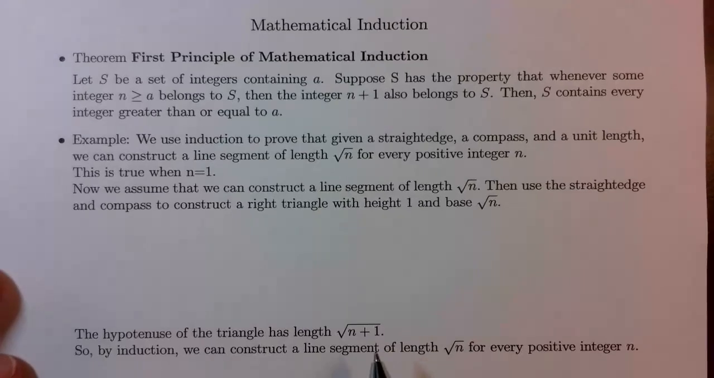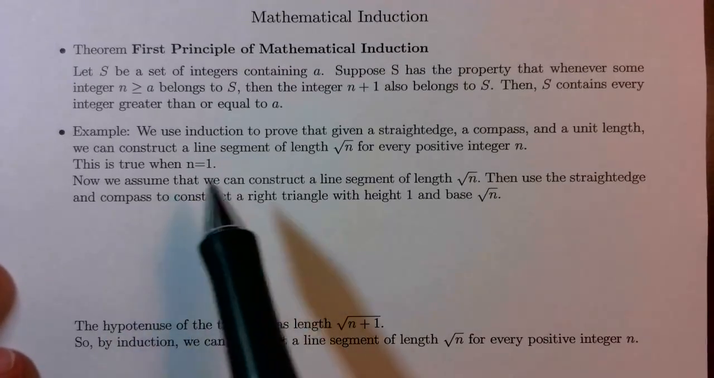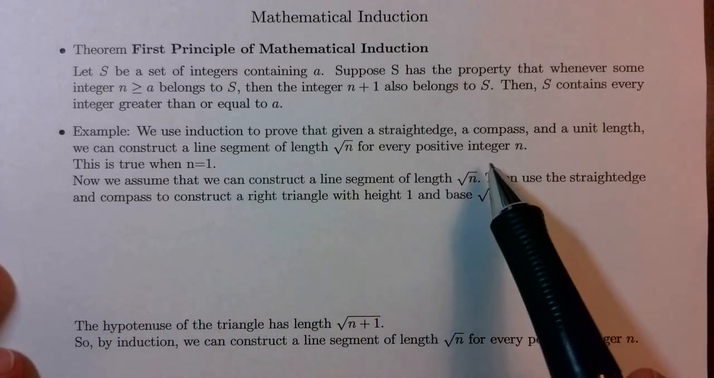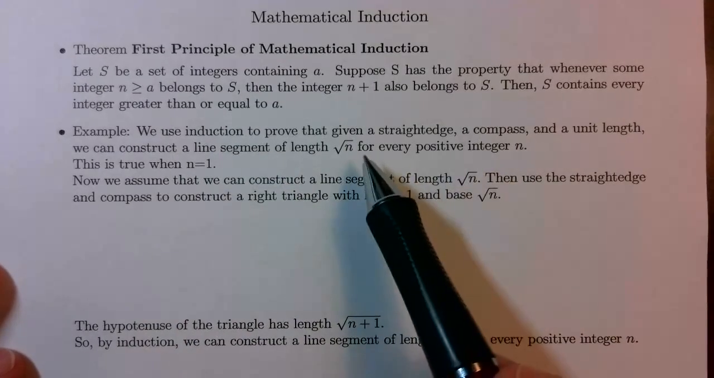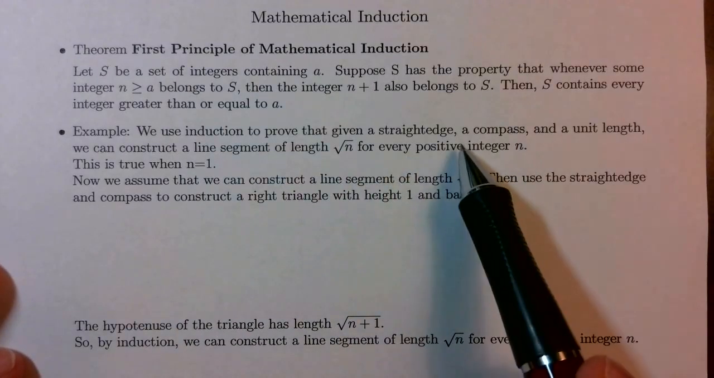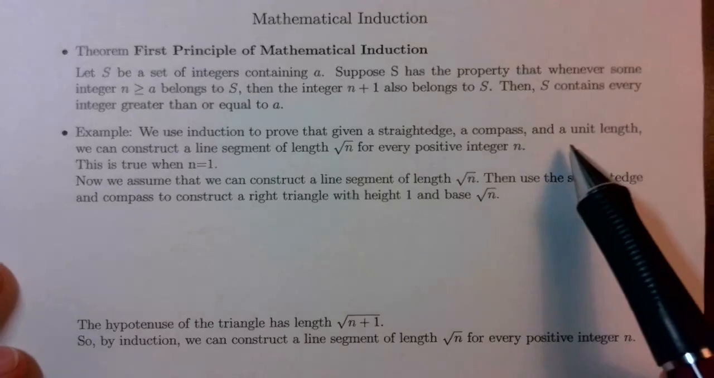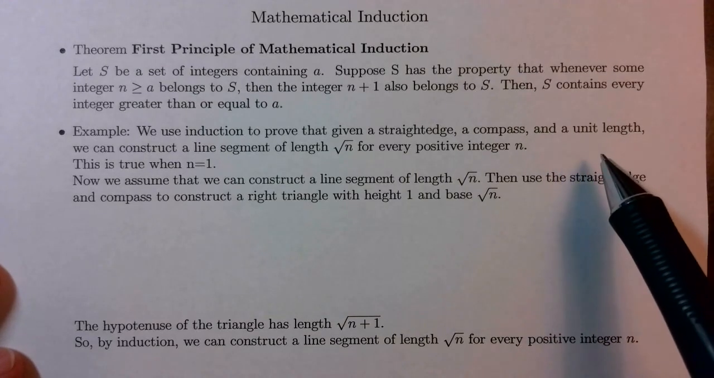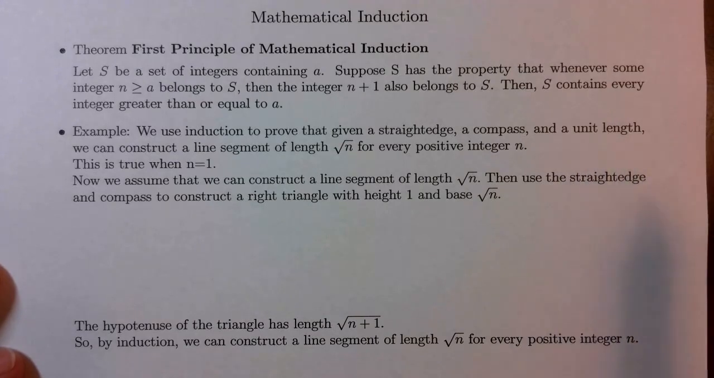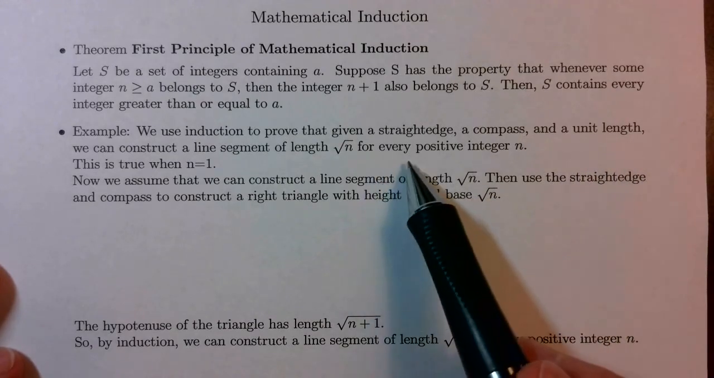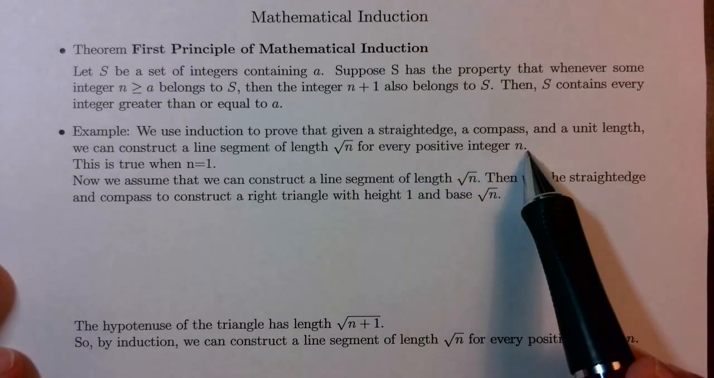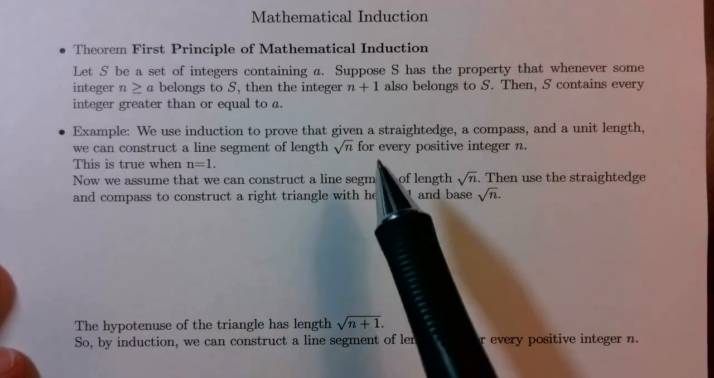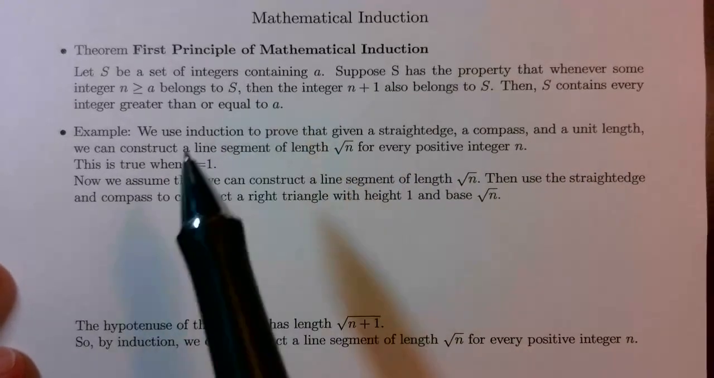As an example, we'll prove that given a straight edge and a compass and a unit length, we can construct a line segment of length square root of n for every positive integer n. So we'll use the theorem with A equals 1.